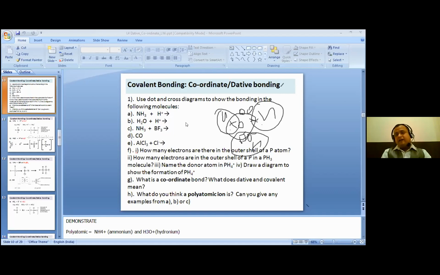When boron combines with the 3 fluorine atoms, it has 6 electrons in the outermost shell. To get an octet, it needs 2 more electrons. From where will it get them? It will get them from the nitrogen atom. Nitrogen will share a pair of electrons with the boron. Boron will accept the pair of electrons, and that's why there should be an arrow pointing from nitrogen to boron.